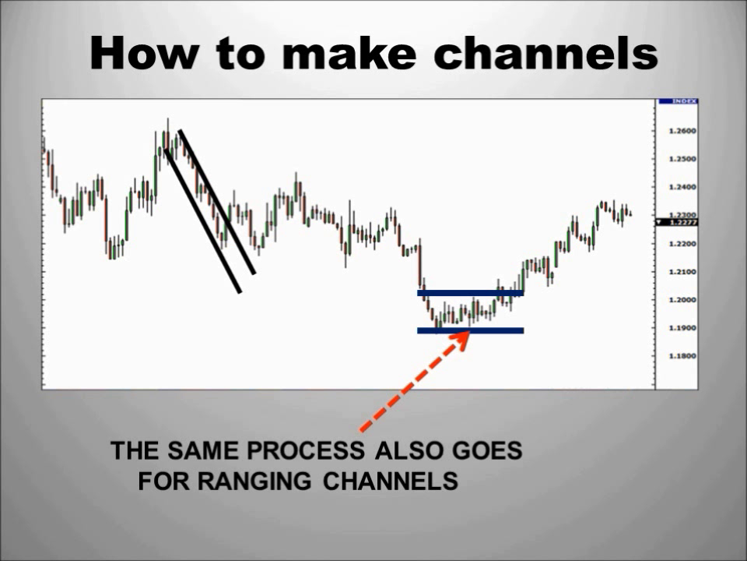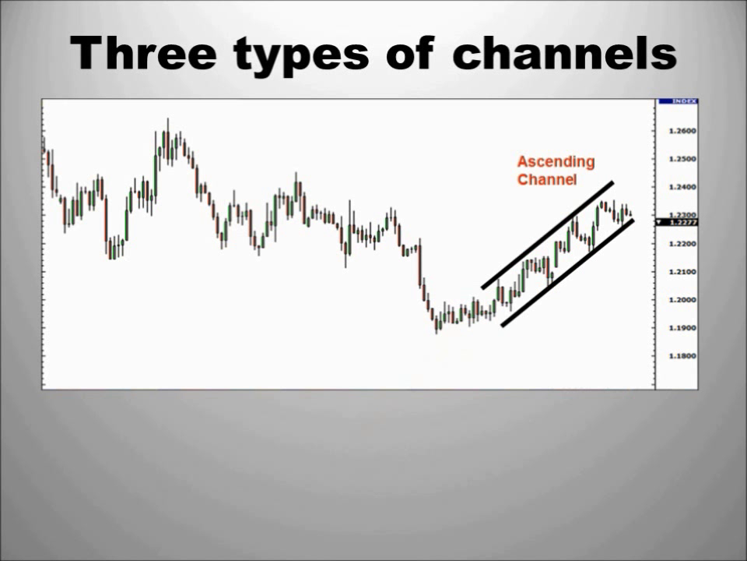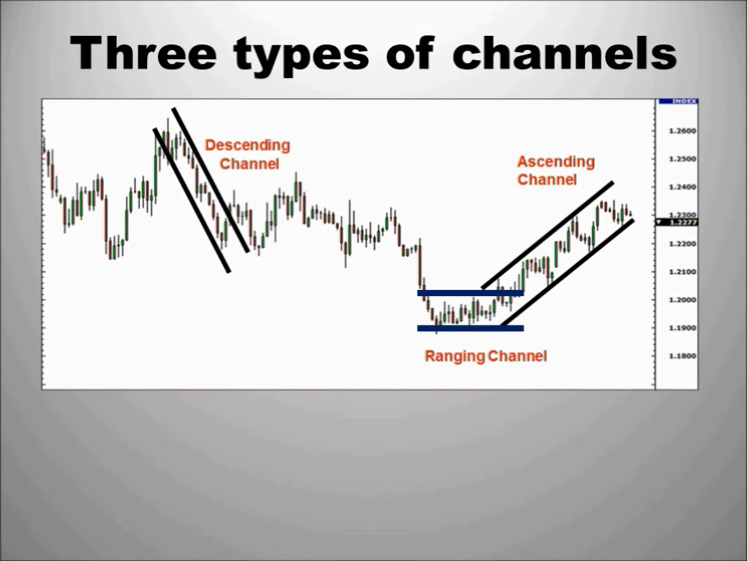And the same process also goes for ranging channels. We're just looking for the most recent peak and the most recent valley, and the lines must be parallel. Now, again, there are 3 types of channels. We have the ascending channel. As we can see, this market is moving between the lines of support and resistance.